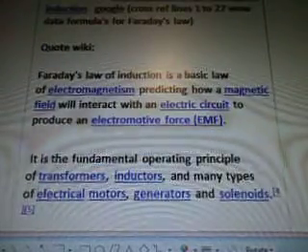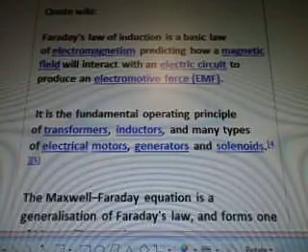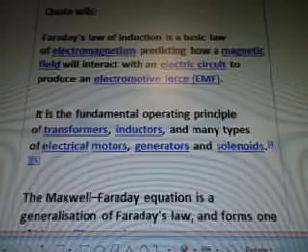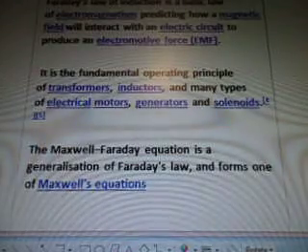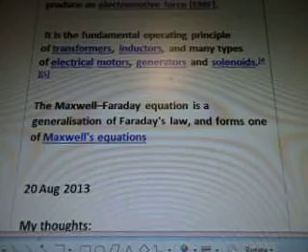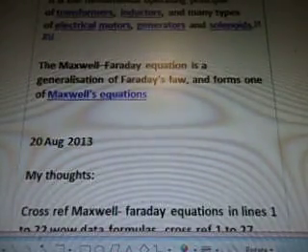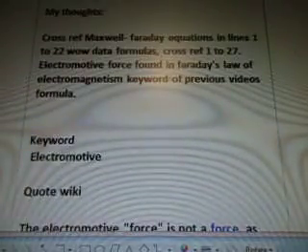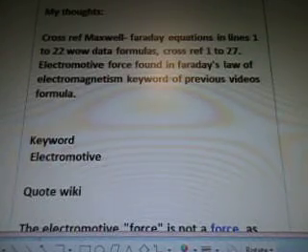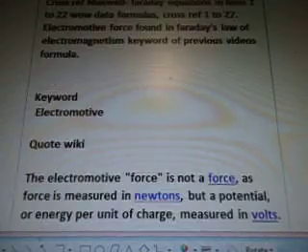Quote from Wiki, Faraday's law of induction is a basic law of electromagnetism, predicting how a magnetic field will interact with an electric circuit to produce an electromotive force, EMF. It is a fundamental operating principle of transformers, inductors, and many types of electrical motors, generators, and solenoids. The Maxwell-Faraday equation is a generalization of Faraday's law and forms one of Maxwell's equations. August 20th, my thoughts. Cross-reference Maxwell-Faraday equations in lines 1 to 22 WOW formula, data formulas. Cross-reference 1 to 27. Electromotive force found in Faraday's law of electromagnetism. Keyword of previous video's formula.